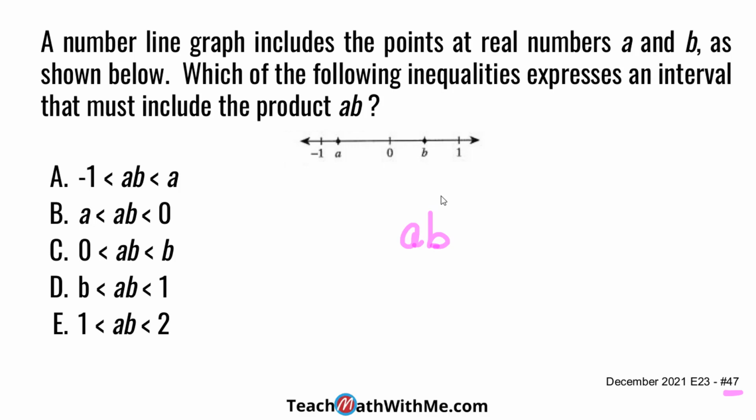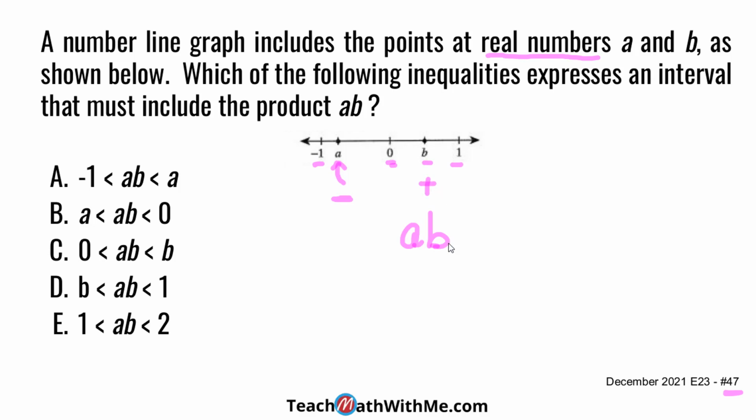What do we know about the values of the numbers A and B? We know they are real numbers. That means they can be positive and negative, and they could also be fractional and decimals. So let's take a look first at A. A is a number that is between 0 and -1, so that's going to make A a negative number. B is a number between 0 and 1. B is going to be a positive number.